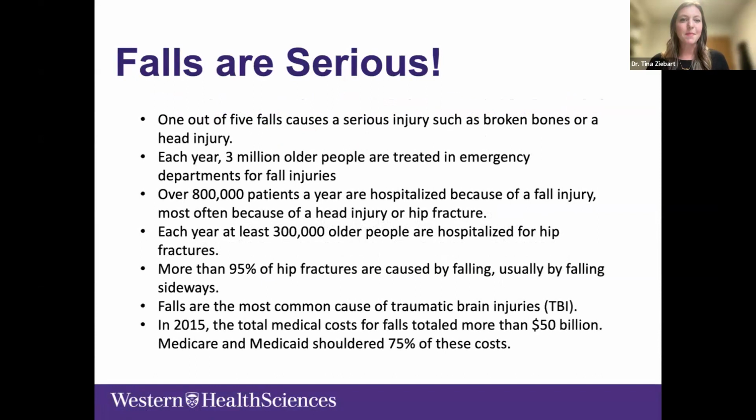Each year, 3 million older adults are treated in the emergency room for a falls injury. Over 800,000 patients a year are hospitalized because of that. 300,000 are hospitalized for a hip fracture, which leads to increased morbidity and mortality. Falls are also the most common reason for a traumatic brain injury, which I think is a wild statistic and something that I don't think we always remember as a consequence of falls. And then, of course, falls are expensive, so it's in everybody's best interest to avoid them.